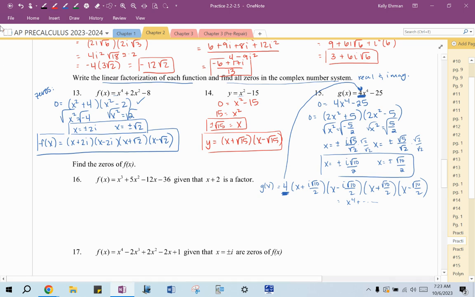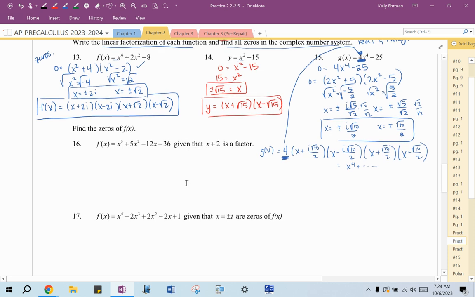Find the zeros of f of x. It doesn't say complex zeros, but it doesn't say real zeros only. So now our world is complex unless told otherwise. So find all the zeros given that x plus 2 is a factor. I can't factor this on its own. It doesn't factor by grouping. So I'm going to choose to do synthetic division.